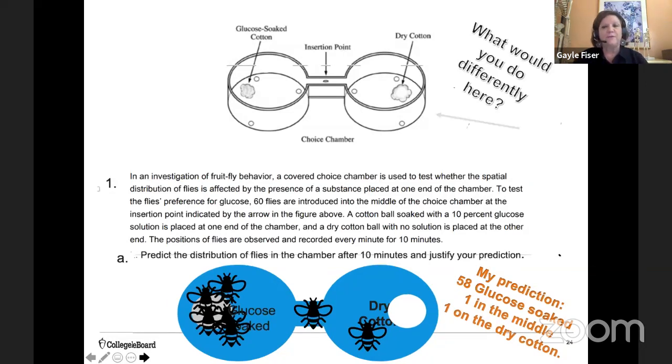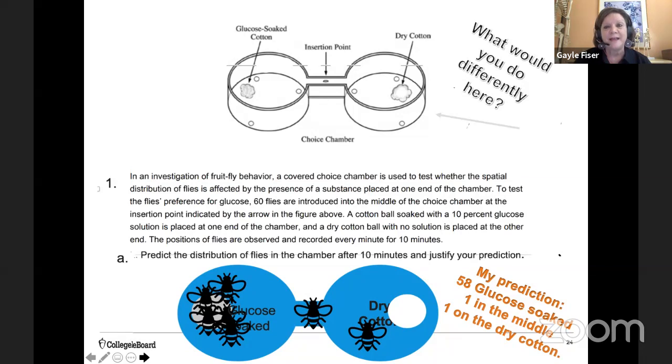Before we move on, I want to ask you a question, and I hope you know the answer: what would you do differently here? What do you see as an initial problem in this diagram and the initial start of this experiment?